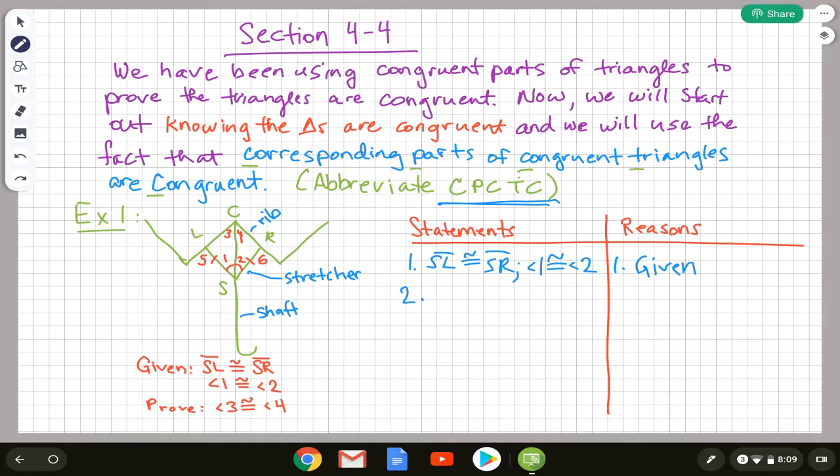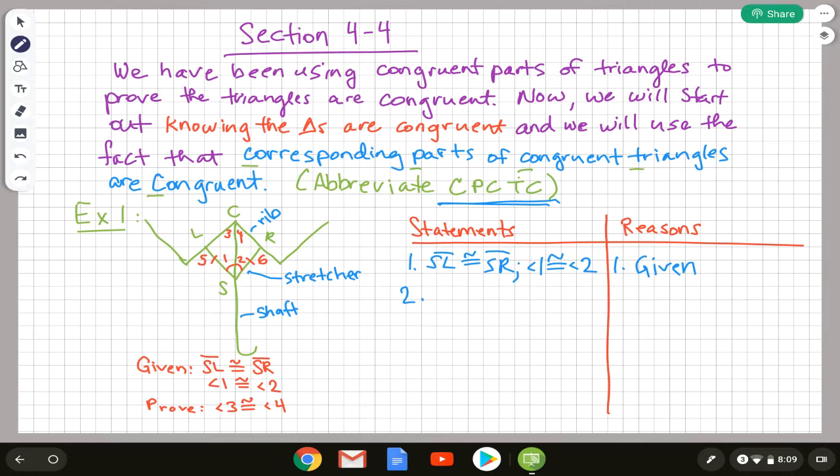Always write down the given information. Okay, and so the next thing that I want to do, so my plan is to first show that the two triangles are congruent, and then we can use that CPCTC to show that the angle 3 is congruent to angle 4. So we've had several methods for proving triangles are congruent. We've done side, side, side, side, angle, side, angle, angle, side. So let's figure out which one might be the easiest one to use.